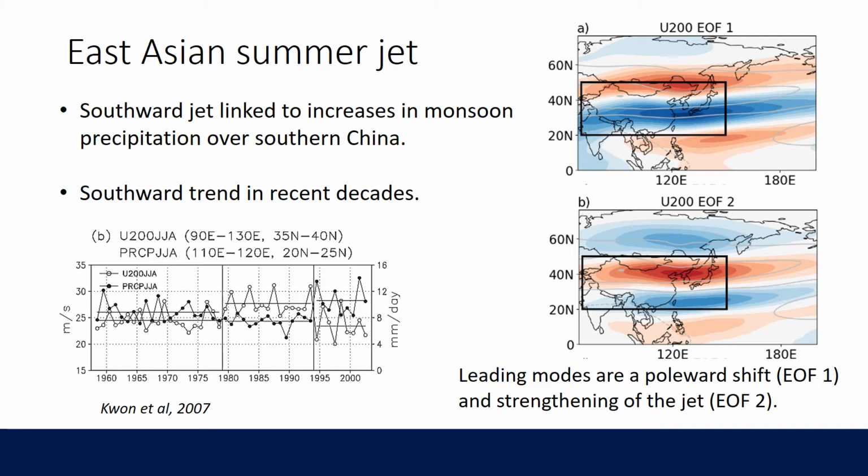In this study, we want to understand the role that SSTs play in driving decadal jet variability. For this analysis, we are going to use the first two EOFs of upper-level zonal wind as jet indices, shown on the right. Between them, they explain somewhere between 50 and 60% of the variance on decadal timescales, and they are well separated. EOF1 consists of a poleward shift of the jet, while EOF2 is characterized by a strengthening of the jet.